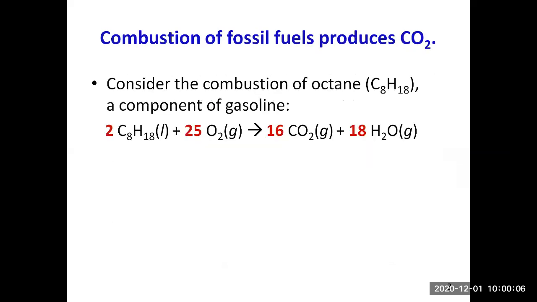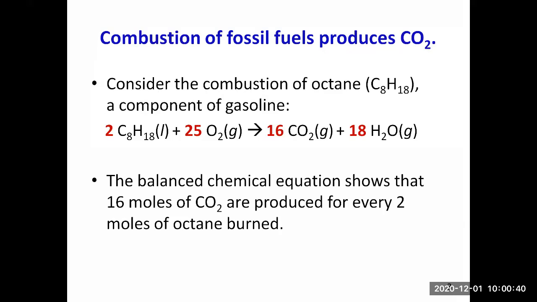So let's consider the combustion of octane, C8H18, a component of gasoline. If we look at its chemical reaction of combustion, it's 2 molecules of octane, C8H18, liquid, plus 25 O2 gas will produce 16 molecules of CO2 gas plus 18 molecules of H2O gas.